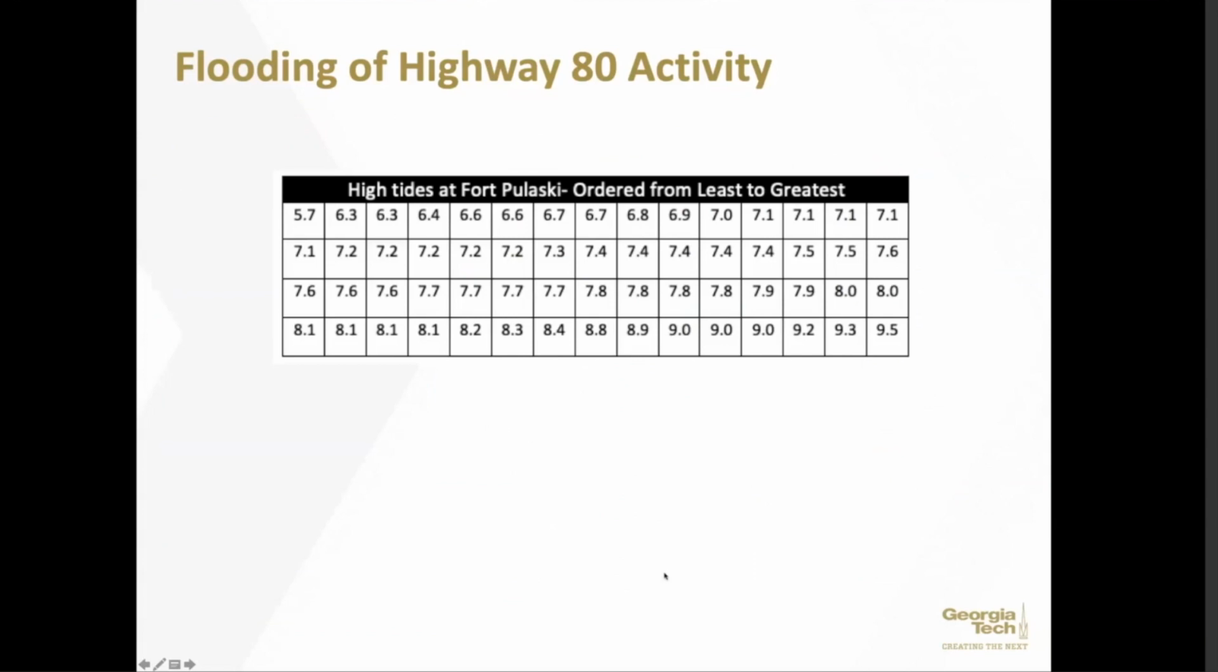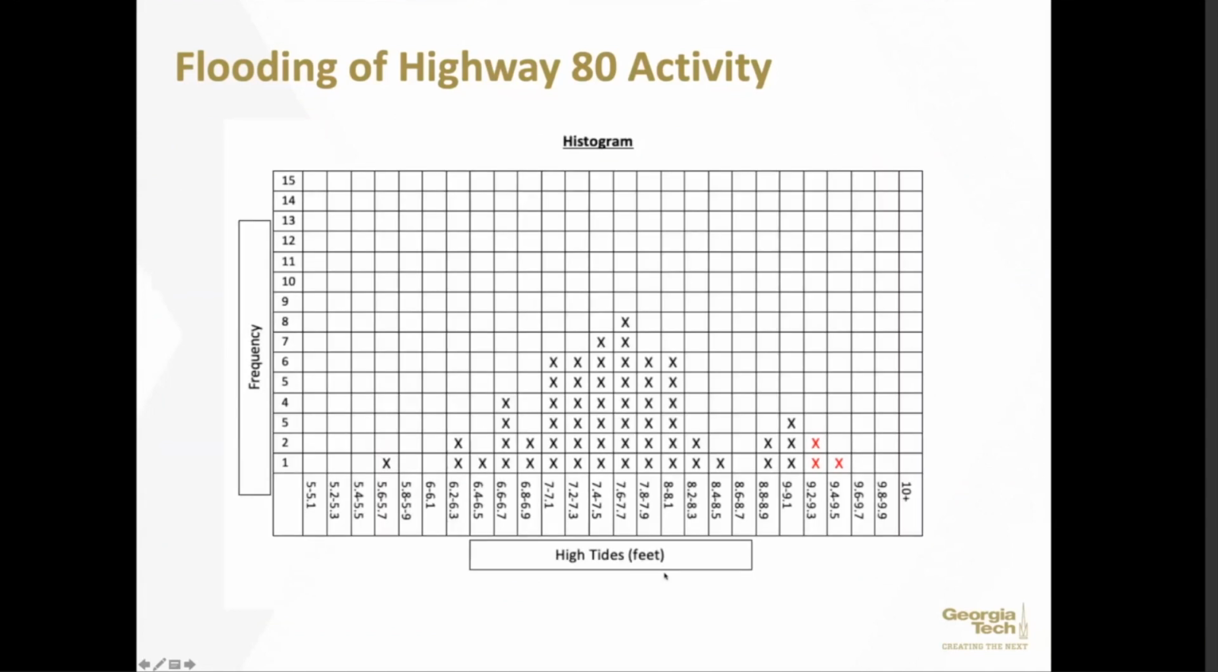They then take this data and plot it on a histogram, which is a type of graph that shows the frequency that a specific outcome occurred. As you can see in this example, they use an X to mark the occurrence of each tidal range, and for values of 9.2 feet or higher, they're going to use a different color pen or pencil to mark the X, as those values are going to signify a coastal flooding event.